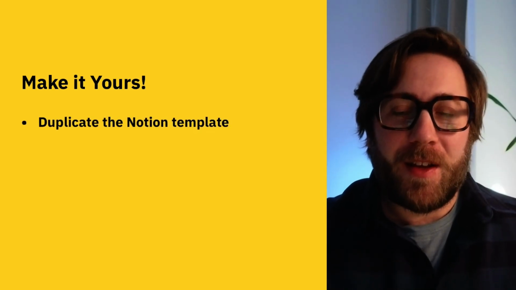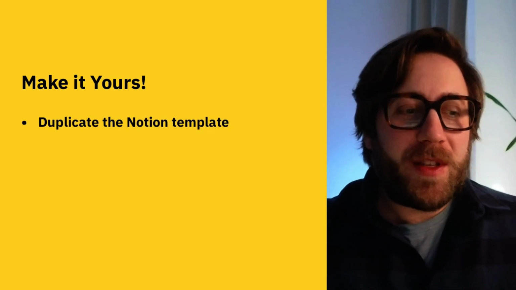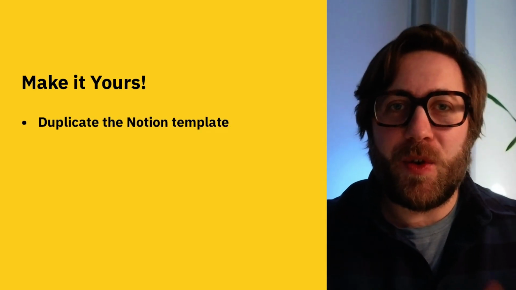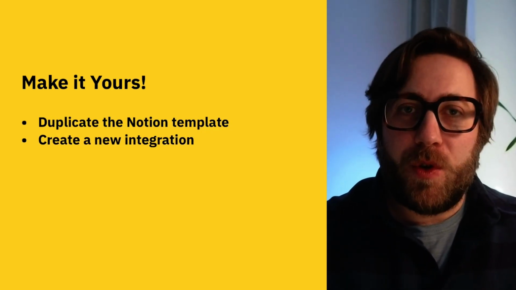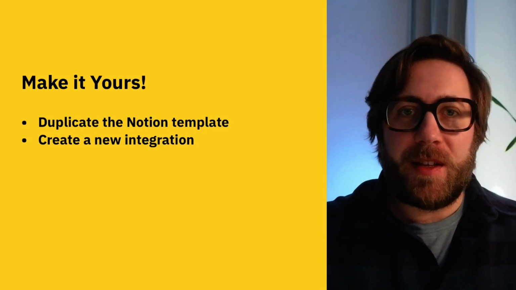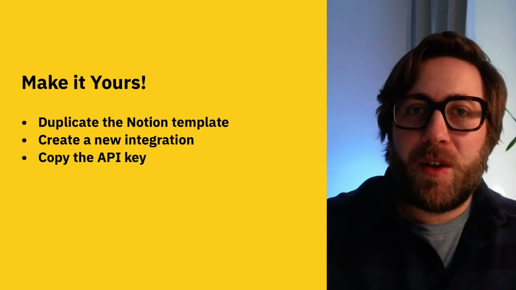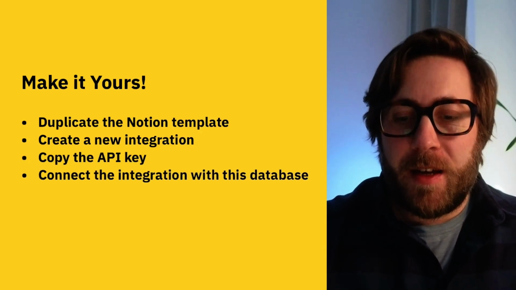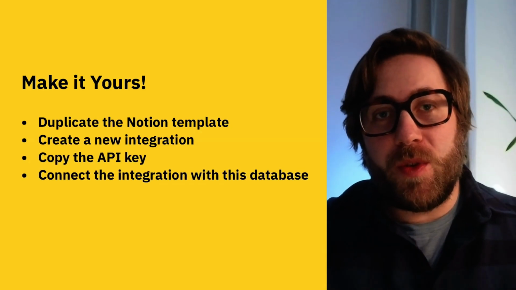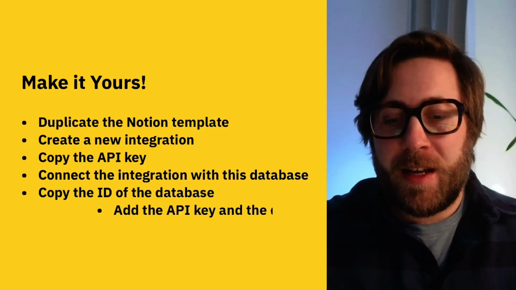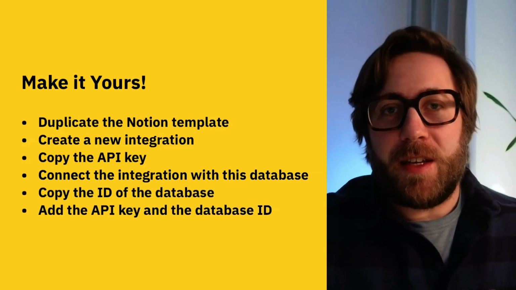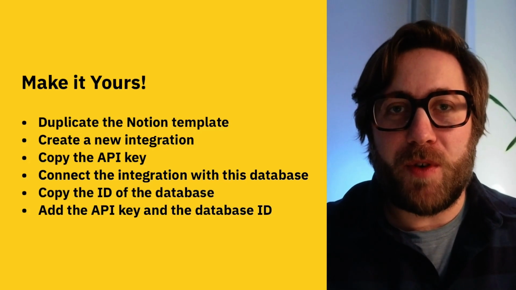In order to work with this tool, you need to have the Notion template that is connected to the tool. Once you have duplicated it to your own Notion workspace, you need to create an integration, then copy the API key, and then connect the integration to this Notion template database, copy the ID of the database, and then add the API key to the YouTube Infograbber tool.